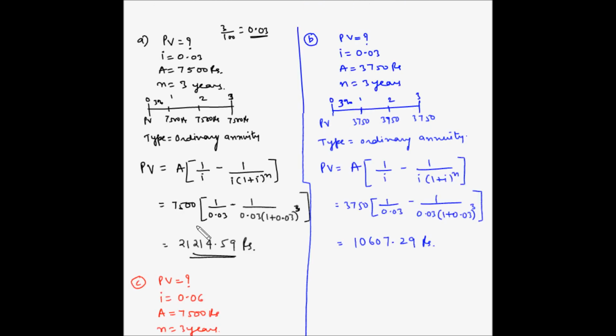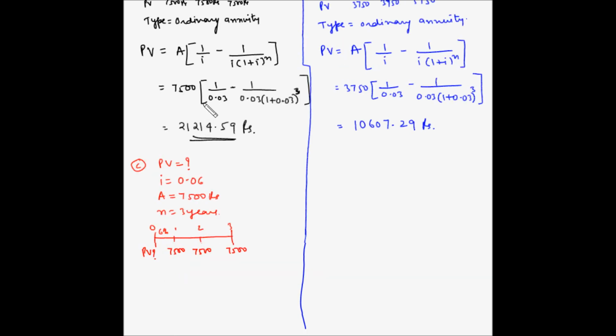So same formula, let's plug in the values. This is again the ordinary annuity because we are withdrawing at the end of each of the next 3 years. So the present value will be equal to A, which is 7500, into bracket 1 divided by I, which is 0.06, minus 1 divided by 0.06 into (1 plus 0.06) to the power n, which is 3.